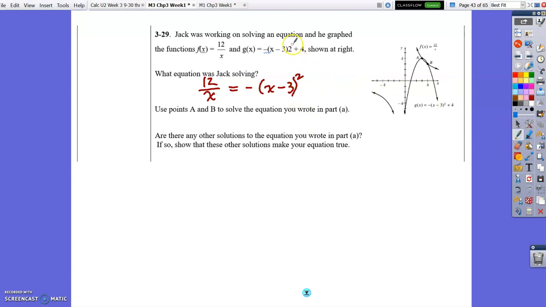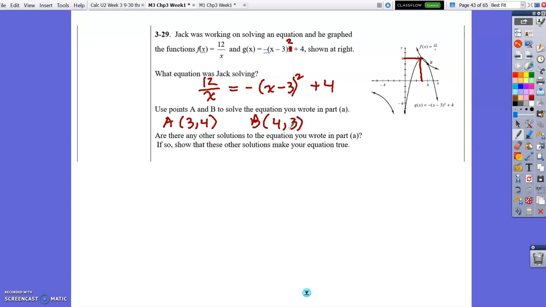So that should be squared plus 4. I'm judging that this is a parabola, not a line, so I'm going to make it squared. And use points A and B to solve the equation we wrote. So we know that A is (3, 4) and B is (4, 3).